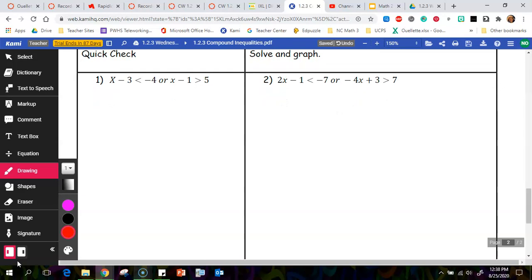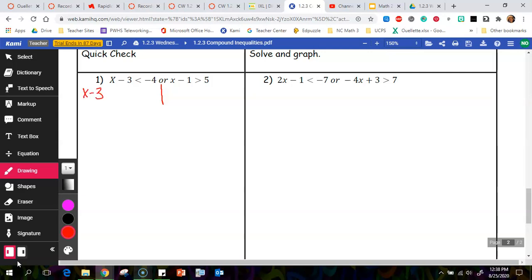Okay, let's look at another one. Okay, so this one is the word or. So it's different if you have the word or. Okay, you combine them. You're not looking for overlap. You're combining the two graphs. All right, so let's still solve these separately.